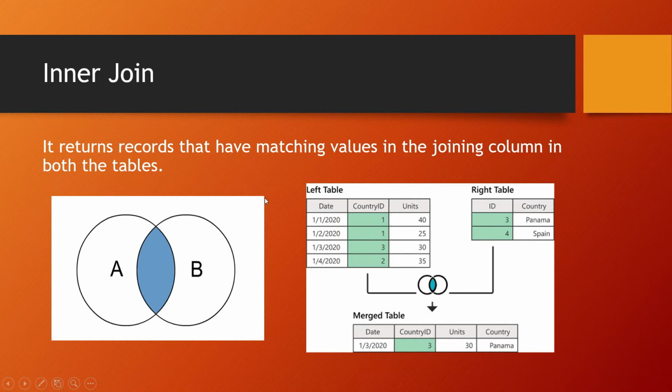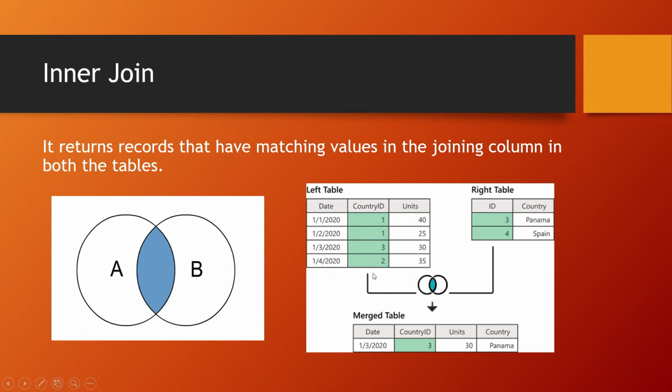Let's understand it better with a Venn diagram. Here we can see that we have A table of records, we have B table of records, and whatever the intersection is, this is the result we get using inner join. Let's get a better understanding with the example. We have a left table, we have a right table.